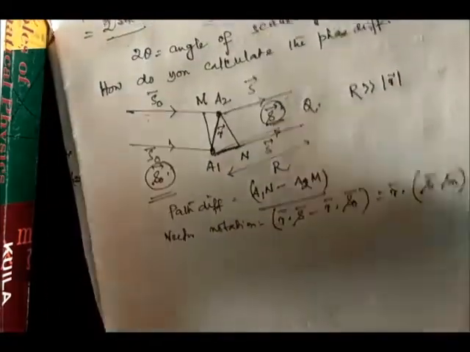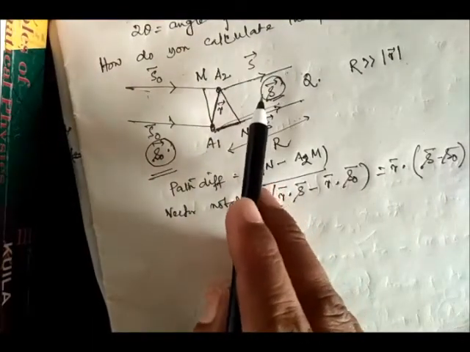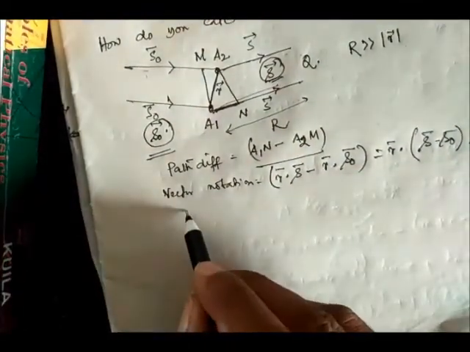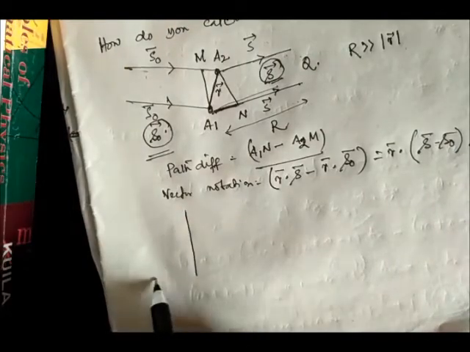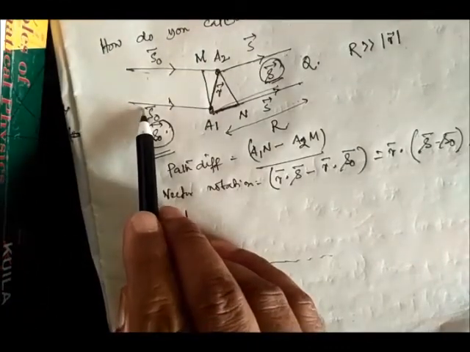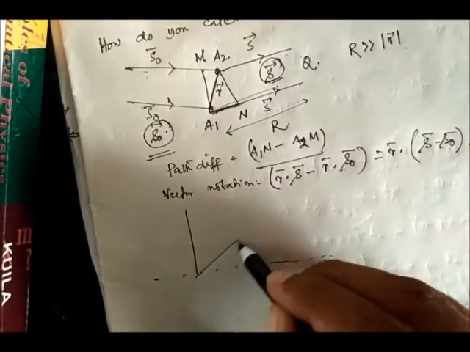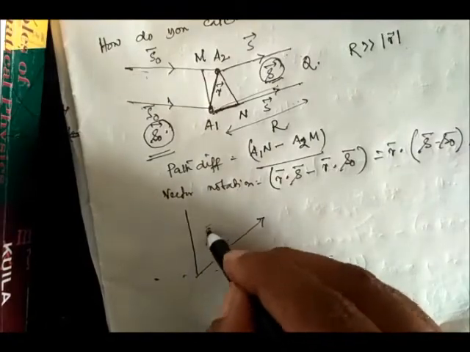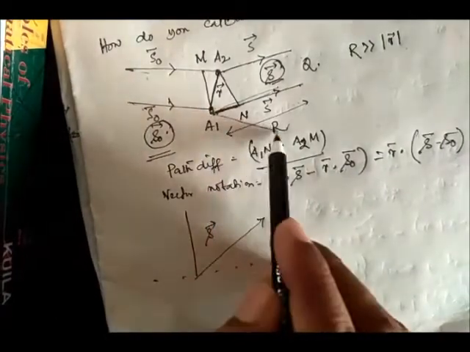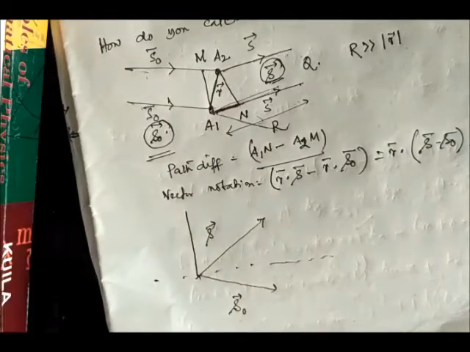Now you have to shift these two vectors, this S and S0, to a common origin. First draw a coordinate system and move this vector to this point. Now you will see that this is the direction of your S vector, that is the scattered vector, and this is the incident vector direction. So you have to put this as incident vector S0, right?